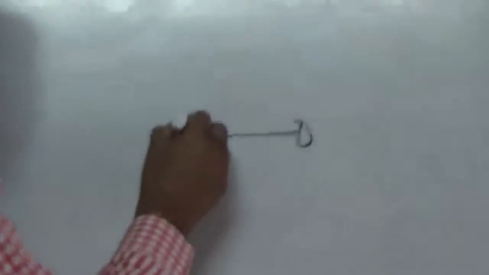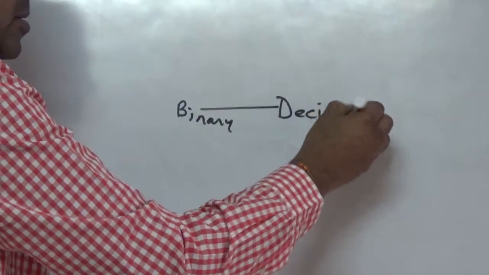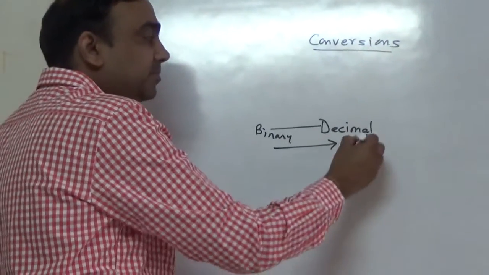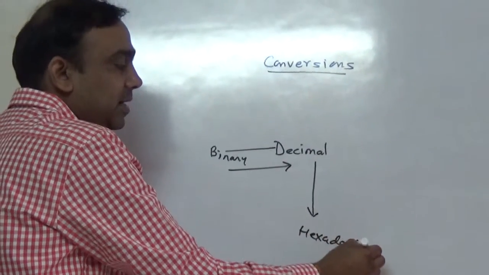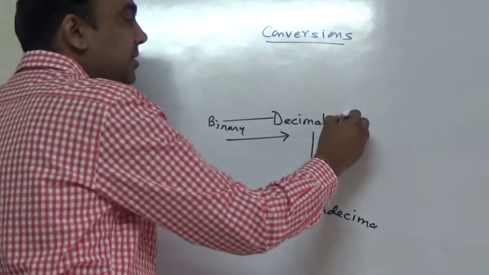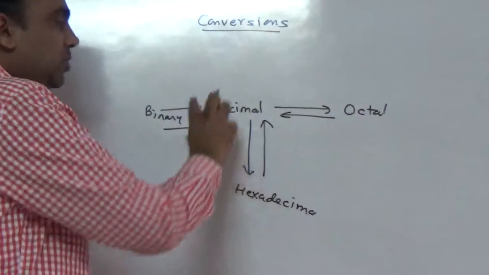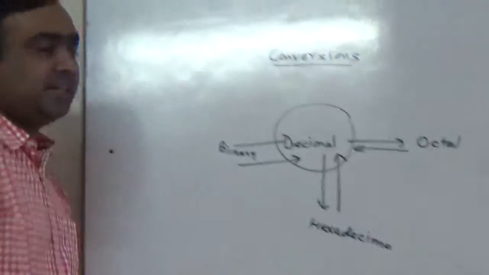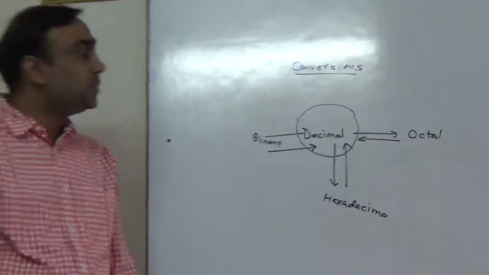In the beginning, we discussed how to convert from decimal to binary, then binary to decimal, decimal to hexadecimal, and hexadecimal to decimal, then similarly octal. So why have I kept decimal at the center? Because decimal is the most useful number system in day-to-day life.